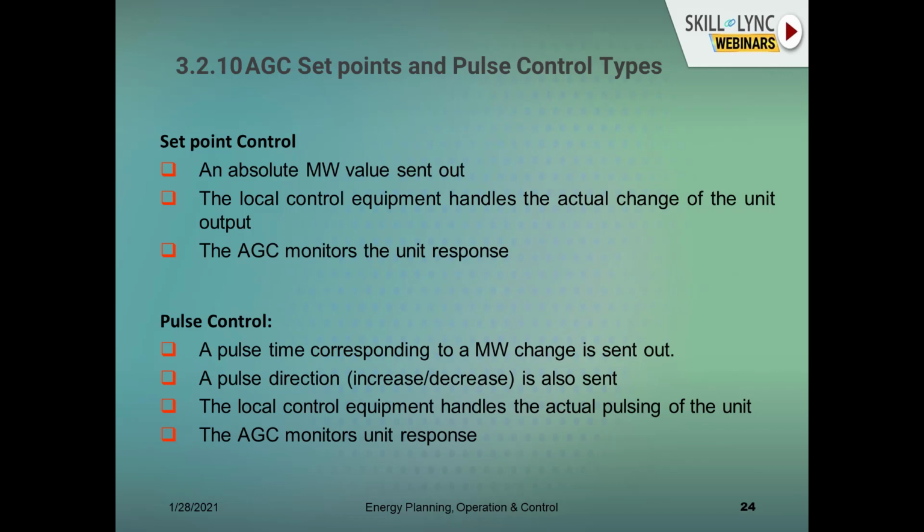AGC could send two forms of command. Either a set point, which is the recent, modern one, or, before, it used to use something called pulse control, which is old but still in use in some subsystems. But both the set point and the pulse are translated into a megawatt requirement from the power station.